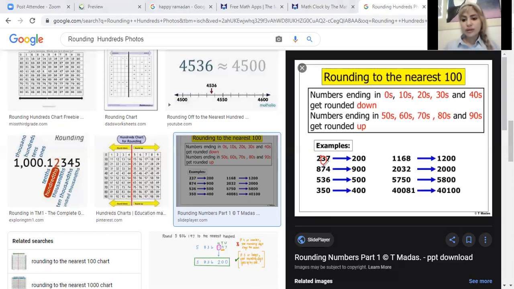874, rounded to the nearest 100. 7 is greater than 5, so 8 will be 9, and 7 and 4 go home and bring back 0. 536, the 3 is smaller than 5, so it will be 500. 350, 5 equals 5, so it will be rounded up here. It's a 5, it will be rounded up. Okay, so don't do this now, only see this side. Now let's go back to our questions and answers.